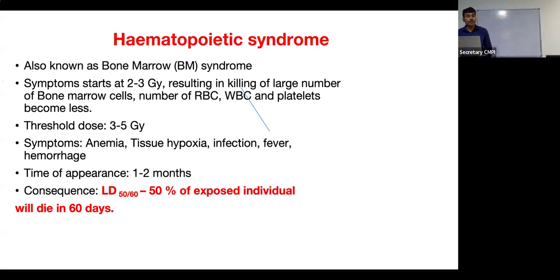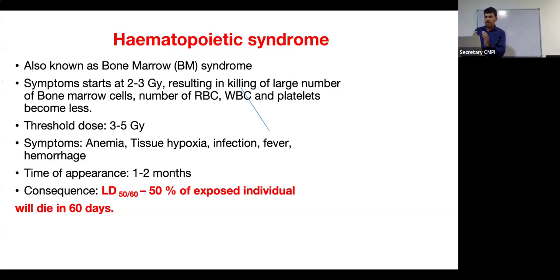Another syndrome is hematopoietic syndrome, or bone marrow syndrome. Two names are there: BM syndrome. Its threshold dose is 2 to 3 gray, resulting in the killing of a large number of bone marrow cells. The numbers of RBCs, WBCs, and platelets become less because bone marrow cells are the stem cells, the primitive cells. Once we irradiate this stock, the production of WBC and RBC will stop for some time. Again, it starts later.